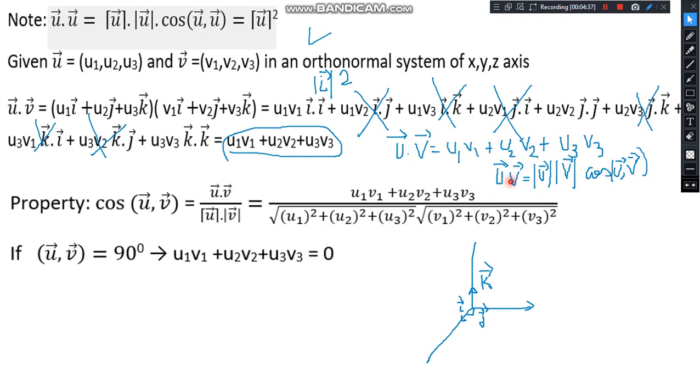Now I want to write all this using the components of u and v. So you know that u dot v is u1 v1 plus u2 v2 plus u3 v3, and the cosine is that over norm u, the square root of u1 squared plus u2 squared plus u3 squared, times the square root of v1 squared plus v2 squared plus v3 squared. And if the angle is 90 degrees, then u1 v1 plus u2 v2 plus u3 v3 is 0.